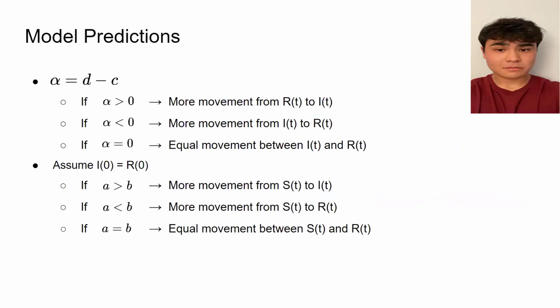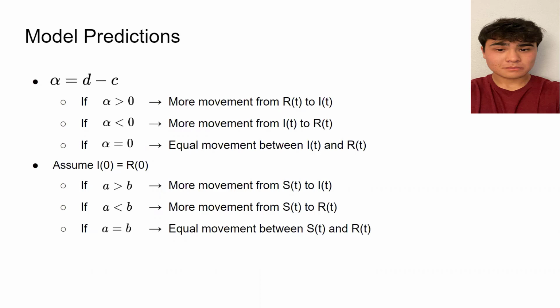We then move on to the predictions of our model. To start, we define a variable alpha equals D minus C as our misinformation coefficient. This measures how effective the content moderation is relative to the misinformation. We then split this into three cases: one where alpha is greater than 0, one where alpha is less than 0, and one where alpha equals 0. In case 1, this means that D is greater than C, so there will be more movement from R to I.